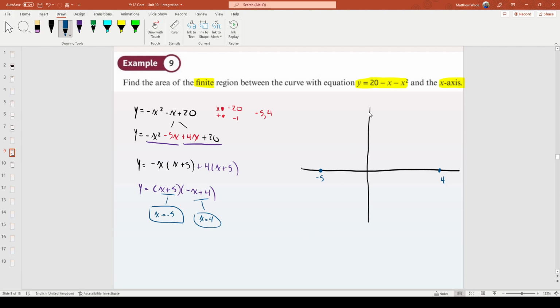That's it, it's 20. You got it. If x were equal to 0, it's going to cross the y-axis at 20. It's a sad parabola because the dominant term is minus x squared. So a sad parabola looks like this. Up through there. Lovely.